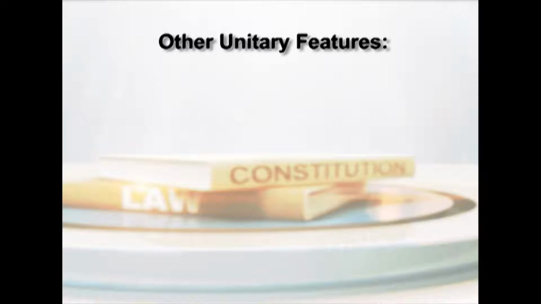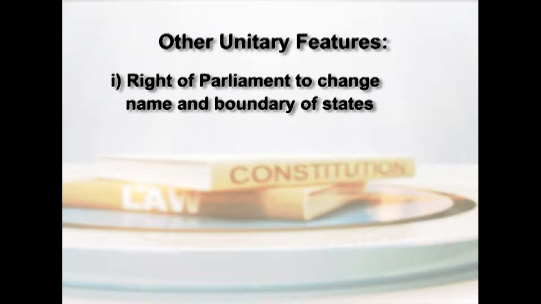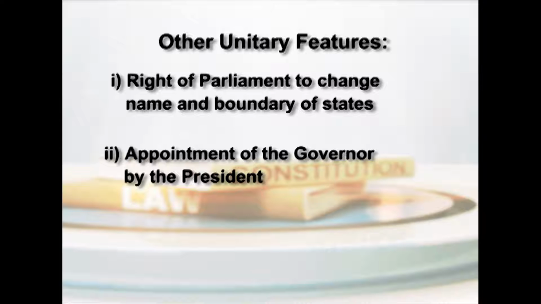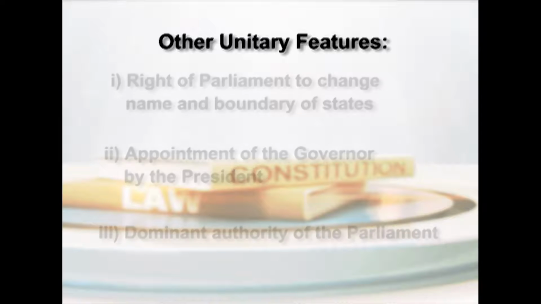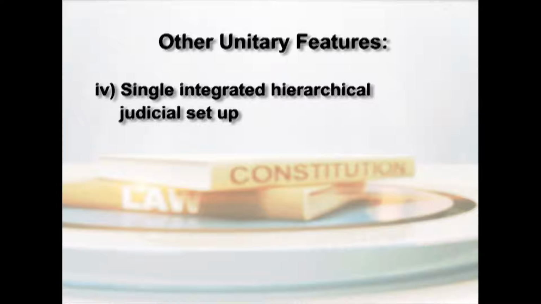There are certain other unitary features. The Parliament enjoys the exclusive right to change the name, territory or boundary of a state. A governor is appointed by the President, who often acts as the agent of the center. He is the head of the state, that is, the constituting unit of Indian federalism. The dominant authority of the Parliament has been well established. There is a single integrated hierarchical judicial setup with the Supreme Court at its apex and the High Court and district sessions courts subsequently below this.